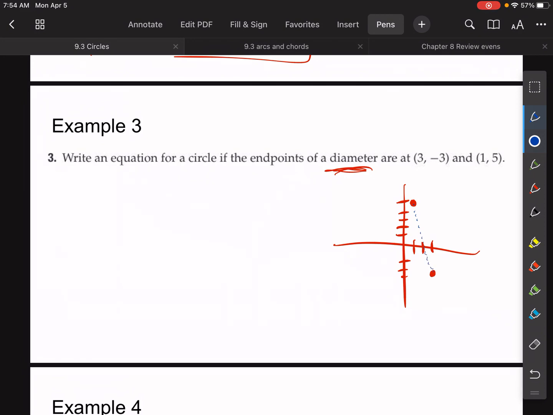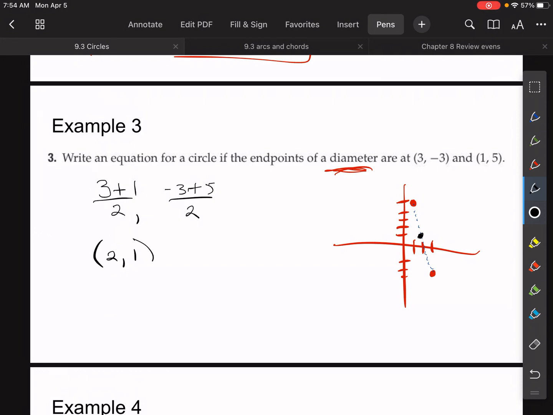What we can do here is find the middle of those two points, and that would be our center. Let's go ahead and do that so we can start with that. If we find the middle of the points of any diameter, that is the center. So let's add our x values together, 3 plus 1, and divide by 2. This is just our midpoint formula, right? And then negative 3 plus 5, add those together, divide by 2. So this will give me 4 over 2, which is 2. And here we have negative 3 plus 5, which is 2, 2 over 2, which is 1. So at 2, 1 is our center, and that seems to match up with my rough sketch there.